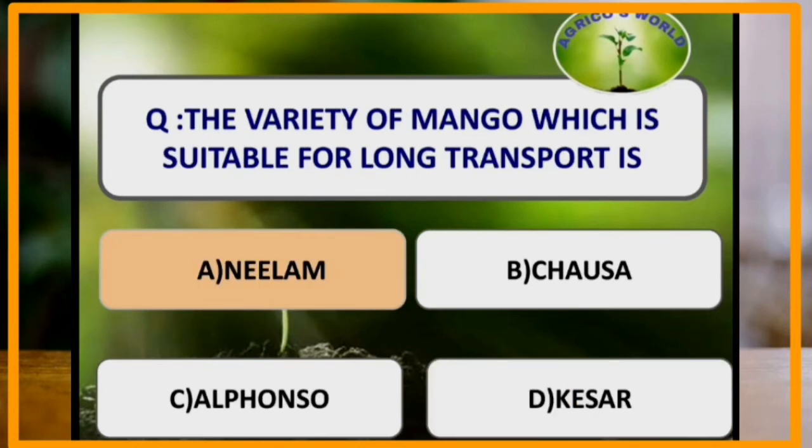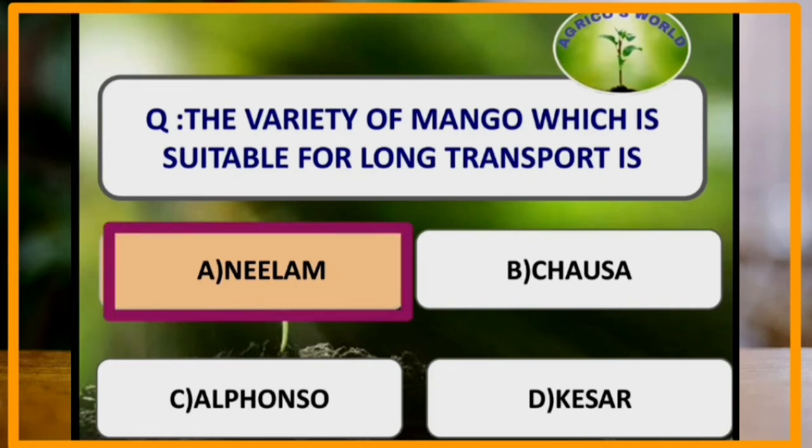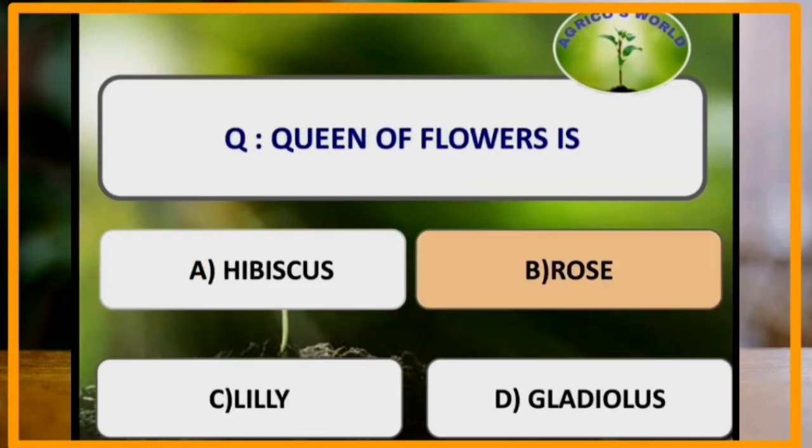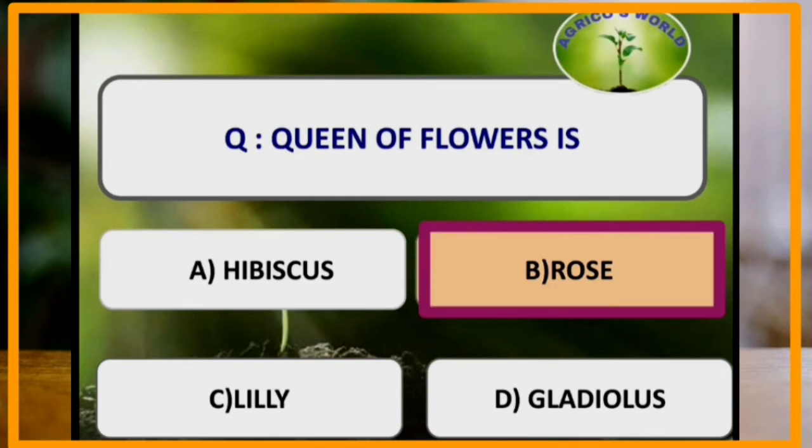Which variety of mango is suitable for long distance transport? Neelam is the variety of mango which is suitable for long distance transport. It is a regular bearer, so 2 crops can be taken in a year. Which flower is known as Queen of Flowers? Rose is known as Queen of Flowers. It is a symbol of beauty and also the national flower of England.